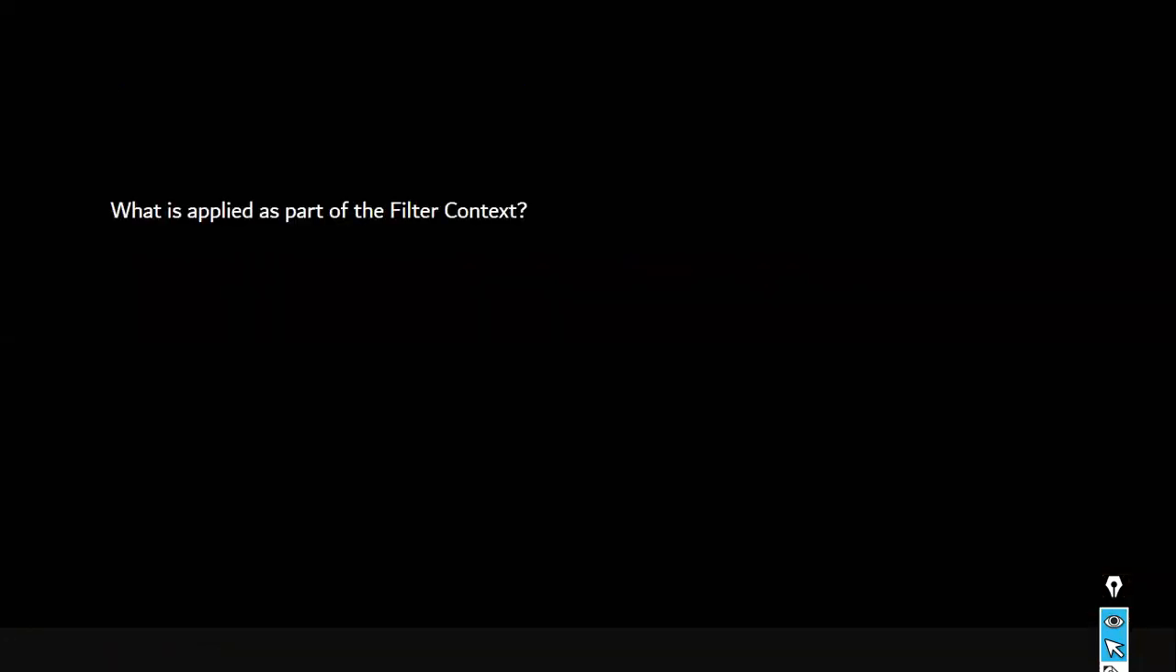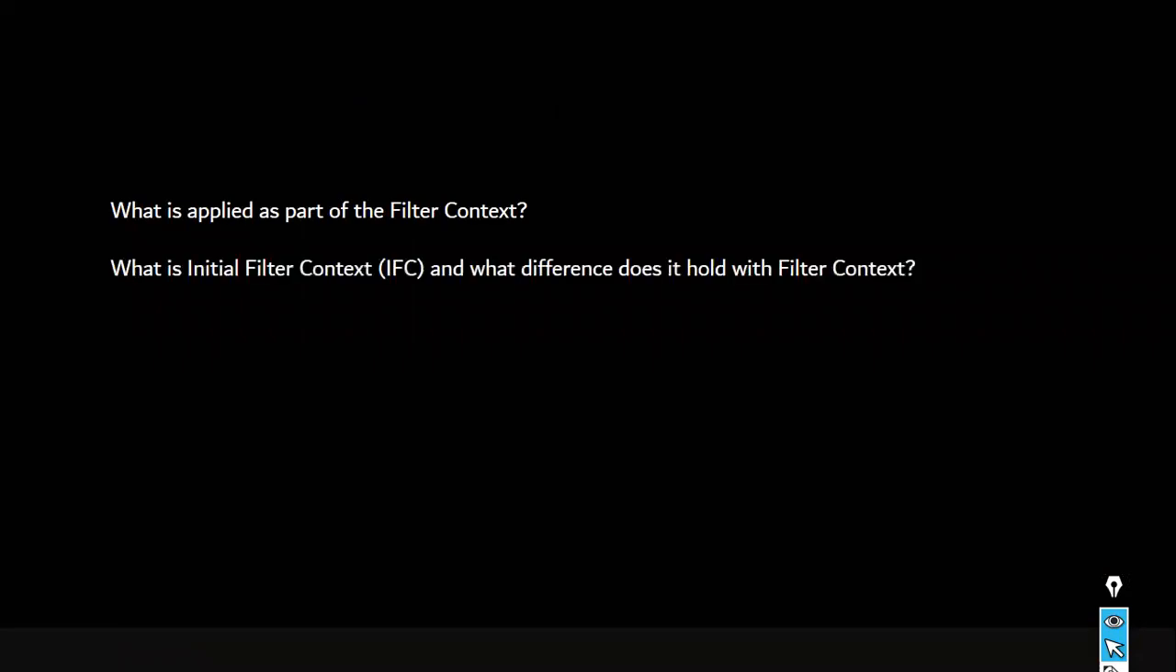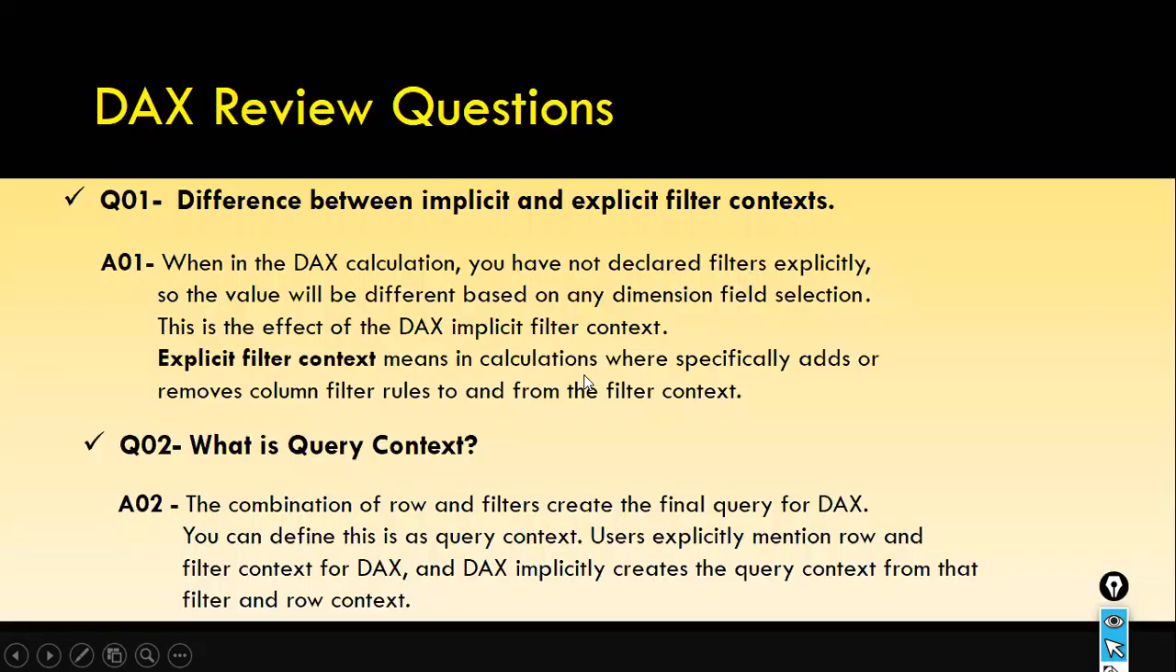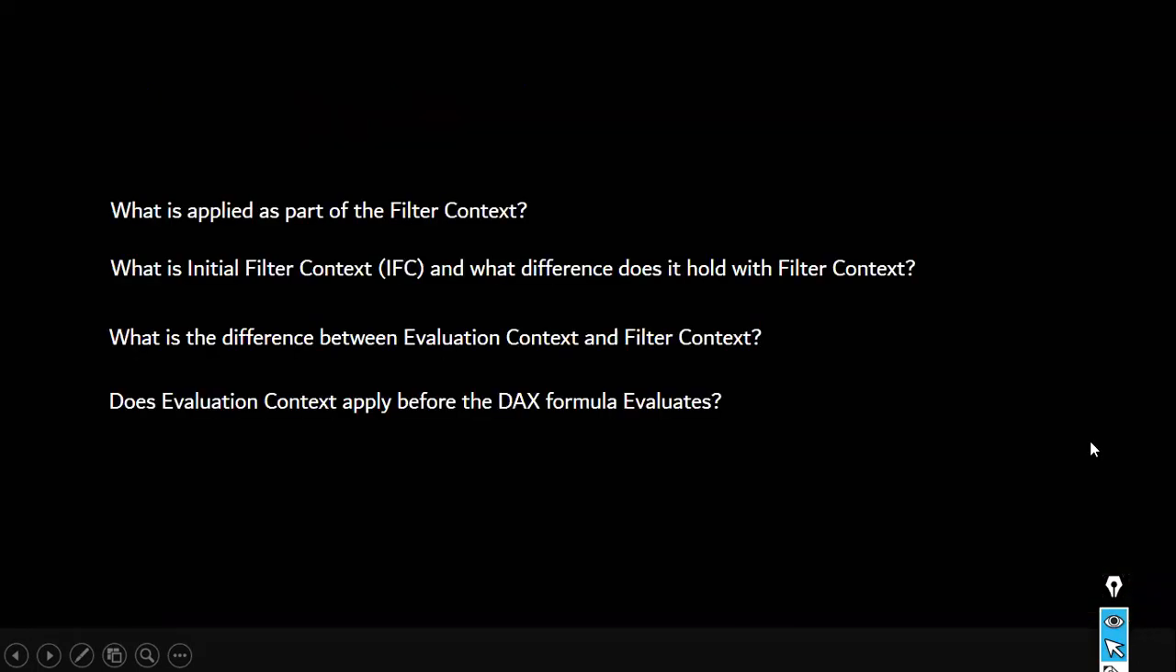What is applied as part of the filter context? What is the initial rule, and what difference does it hold with filter context? And what is the difference between the evaluation context and filter context? We have already discussed all these things, right? The filter context is a type of evaluation context. There are two types of context, the row context and the filter context. Apart from this, query context is a combination of row and filters. That is your query context.